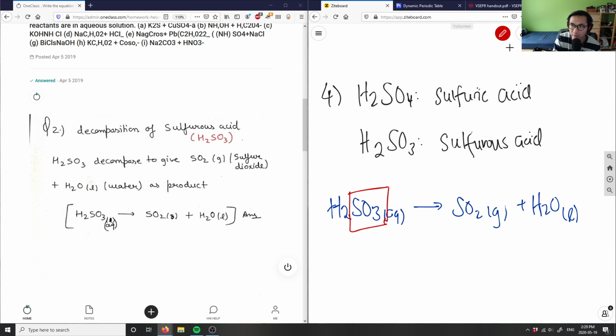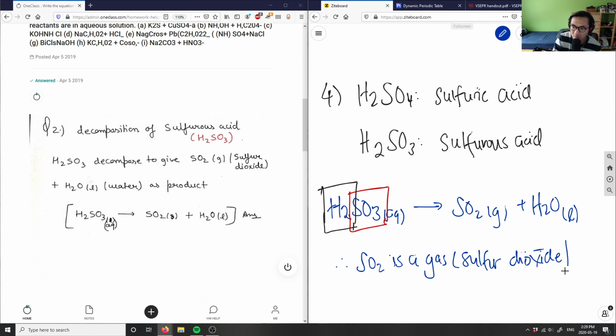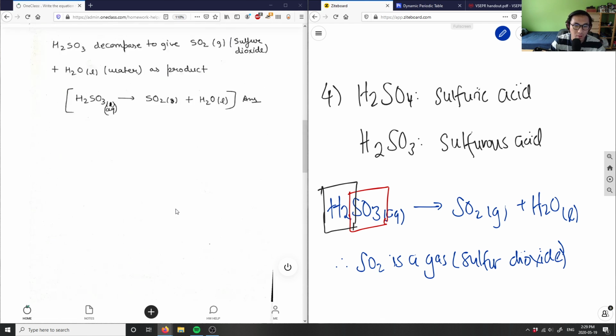So you can think of it as kind of 2 blocks here. Basically the logic here is that SO2 is a gas. So this is sulfur dioxide. So this here is a decomposition of sulfurous acid here. So the solution here is correct.